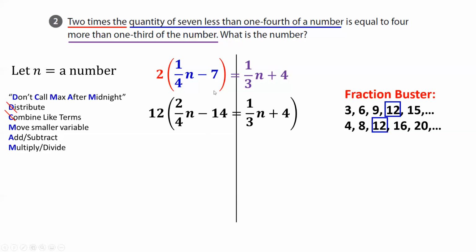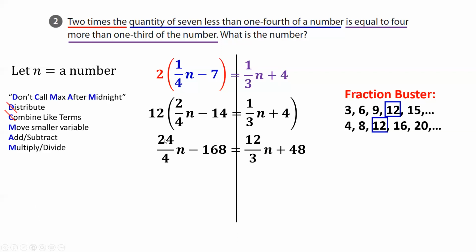So basically, we're just going to distribute again. We're going to multiply everything by the 12. 12 times 2/4 is going to be 12 times 2, which is 24. And then 1 times 4, which is just the 4. So 12 times 2/4 is the same thing as 24 over 4. Bring down your n. 12 times the -14 gives me -168. 12 times the 1/3 n gives me 12/3 n. And then 12 times the +4 gives me +48.